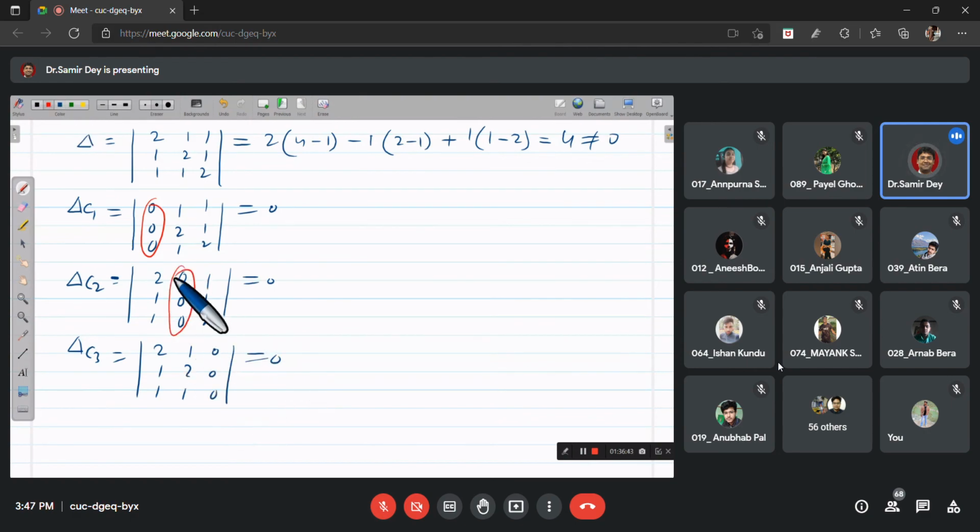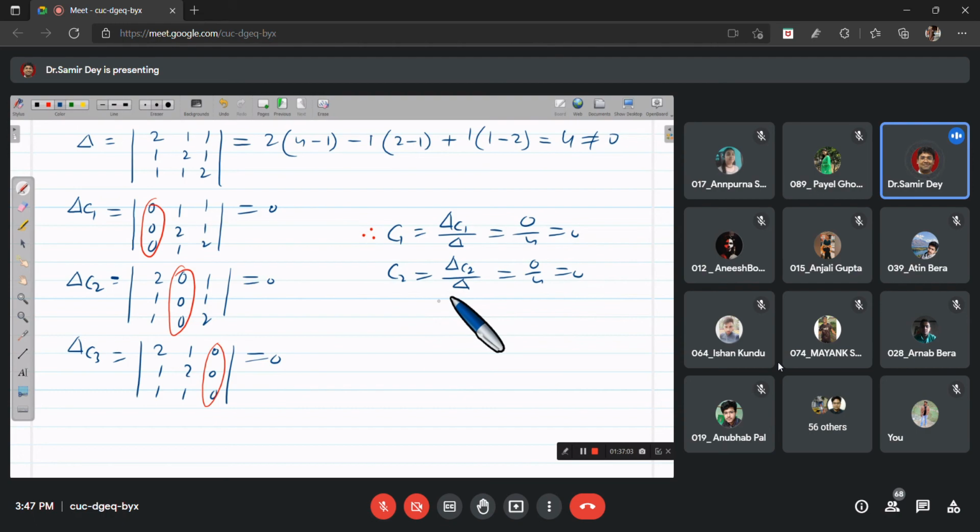Okay, so that means from del you are replacing that portion by the right hand side part. So what is coming? C1 is equal to del C1 by del, that is 0 by 4 is equal to 0. C2 is equal to del C2 by del, that is 0 by 4, and C3 is equal to del C3 by del, that means 0 by 4 is equal to 0. Is it clear or not?